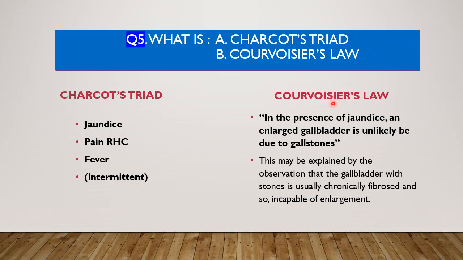Courvoisier's law states that in the presence of jaundice, an enlarged gallbladder is unlikely to be due to gallstones. This may be explained by the observation that a gallbladder with stones is usually chronically fibrosed and incapable of enlargement. Okay, so in this patient, the gallbladder is not palpable. Therefore, it is unlikely due to a tumor. It is more likely to be due to gallstone obstruction.